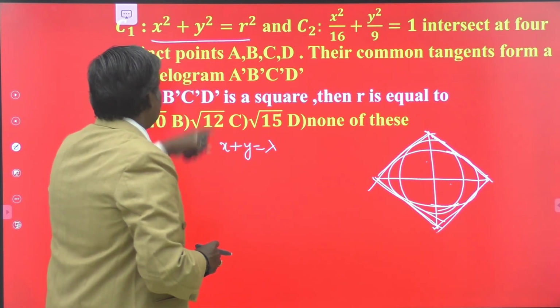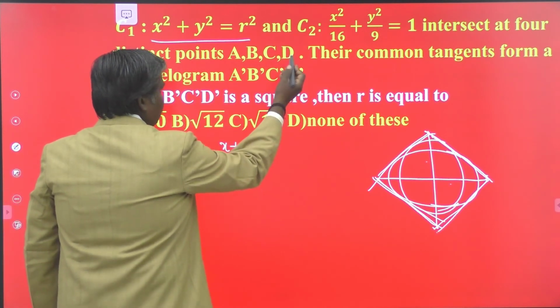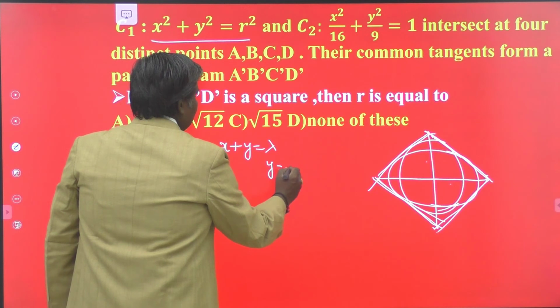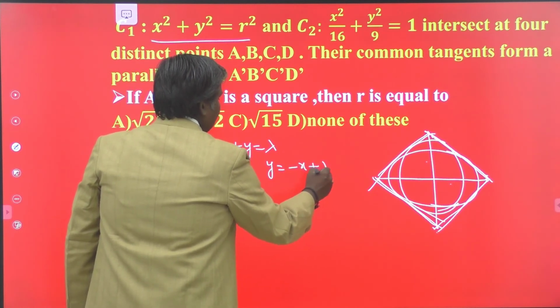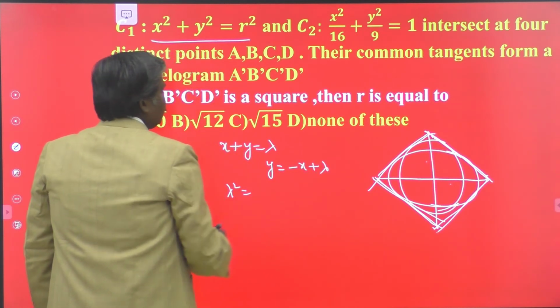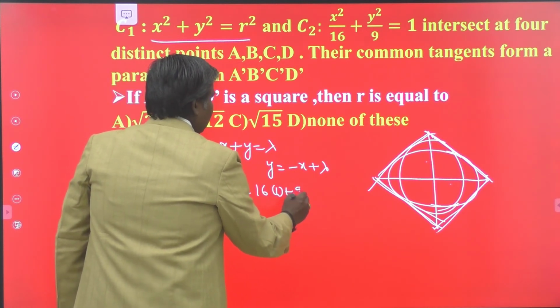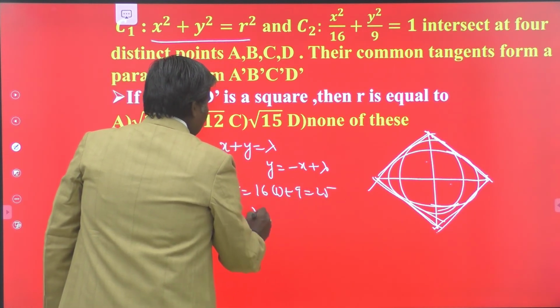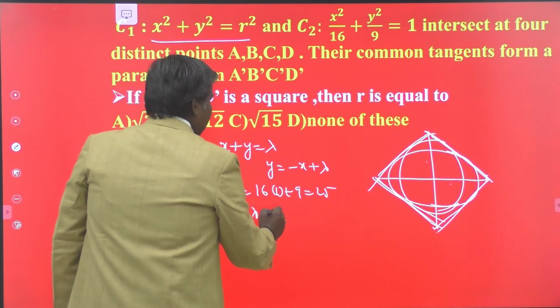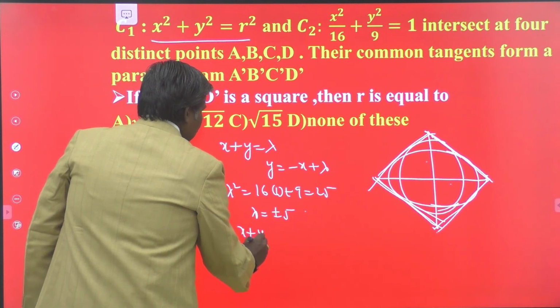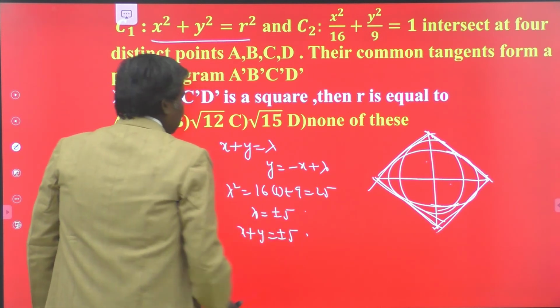Now this is the condition: c square is equal to a square m square plus b square. So y is nothing but minus x plus lambda. c square is equal to a square m square, 16 into 1, plus b square, which is 9, that is 25. So your lambda is nothing but plus or minus 5. So the tangents are x plus y equals plus or minus 5.